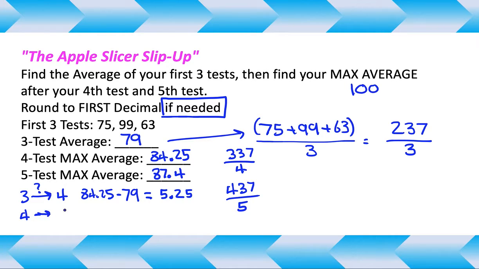And then what about from 4 to 5? How did you jump from test 4 to test 5? We'll take your test 5, 87.4 minus 84.25. Let's see what that jump is. 87.4 minus 84.25 is a jump of only 3.15. Oh no, it seems like as we keep getting better, the tests don't really jump as much.